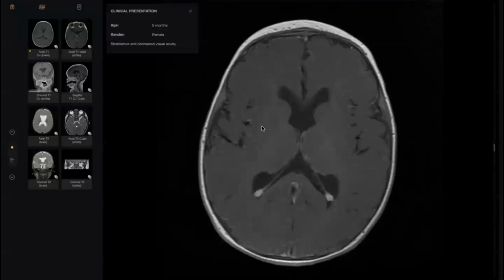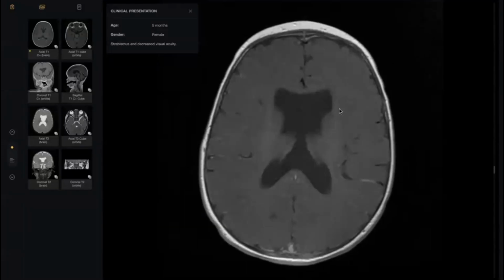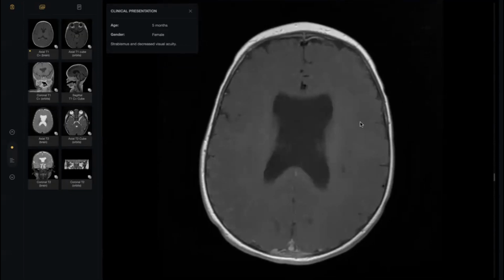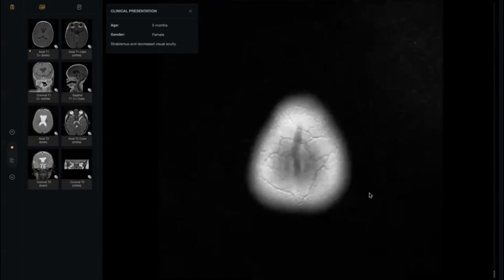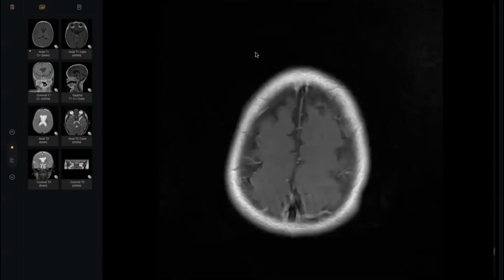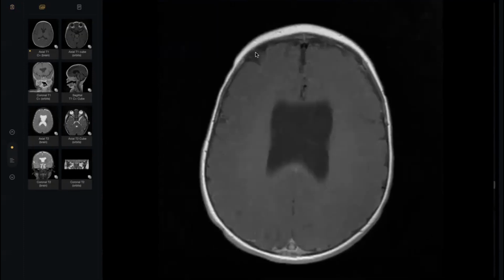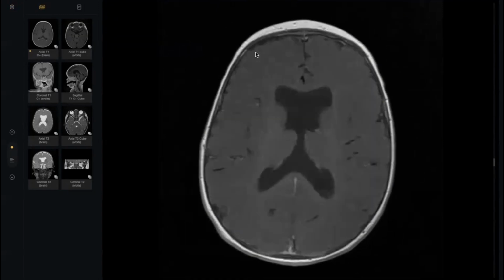Doctor, this is a 5-year-5-month-old female patient with decreased visual acuity. I am provided with MRI post-contrast images. I am scrolling from top to bottom. I could appreciate.